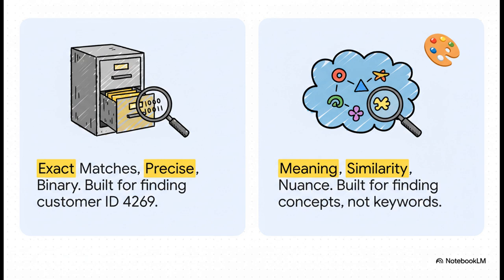Simple. But with AI search, we're asking a completely different kind of question. We're saying, hey, find me documents that feel like this one, that talk about the same ideas, even if the words are totally different. We're not chasing precision anymore. We're chasing similarity and meaning.